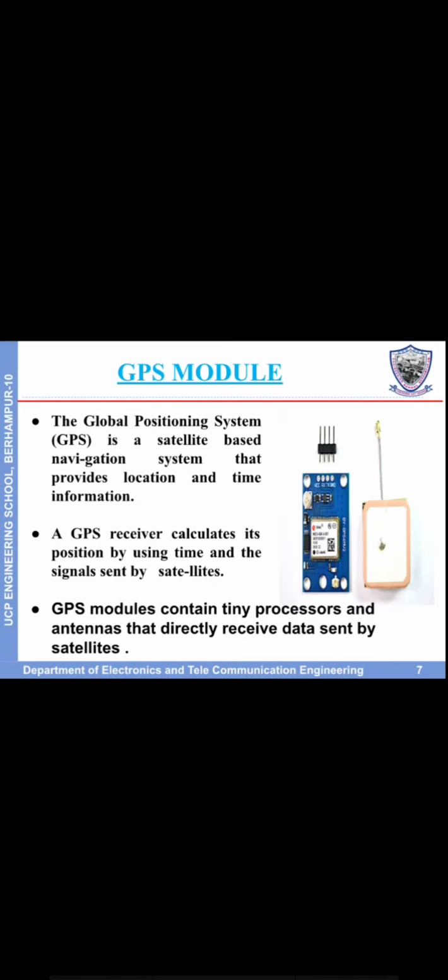GPS module. The Global Positioning System is a satellite-based navigation system that provides location and time information. A GPS receiver calculates its position by using time and the signals sent by satellites. The GPS module contains a tiny processor and antennas that directly receive data sent by satellites.